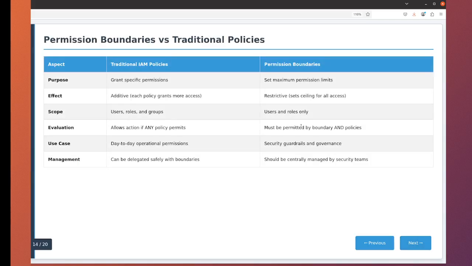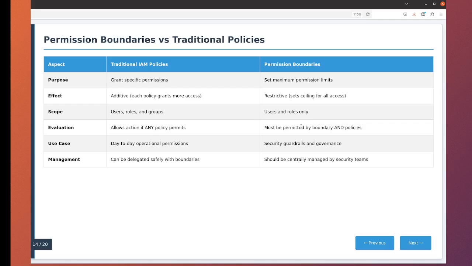Understanding boundaries versus traditional policies. This comparison highlights the fundamental differences between permission boundaries and traditional IAM policies. Understanding these differences is crucial for designing effective security architectures. Traditional policies are additive. Each policy grants additional permissions. Boundaries are restrictive. They set absolute limits. Think of policies as saying you can do this, and boundaries as saying you can never do more than this.